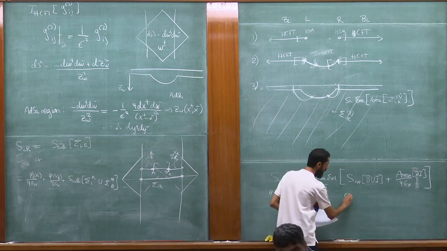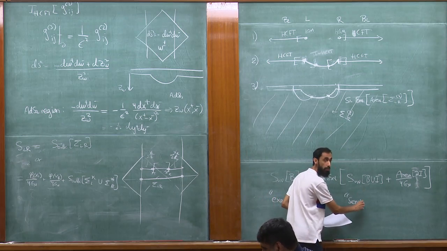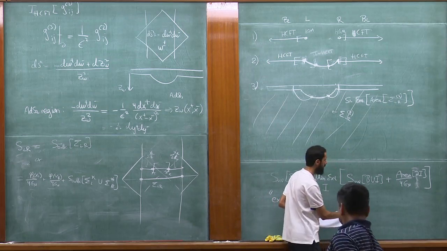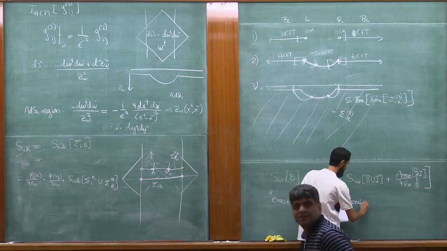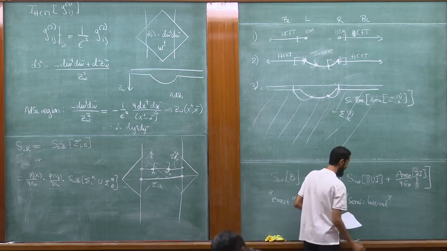This Newton is 2-dimensional G. Sorry? 2-dimensional G Newton. No, this is a general statement. Right. In this context, it will be 2-dimensional, not 3-dimensional. That's right.